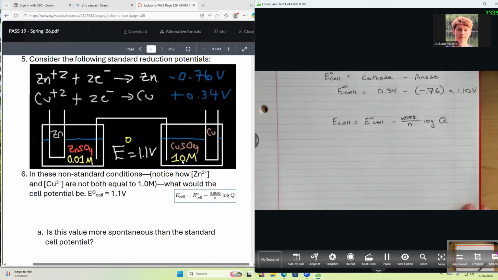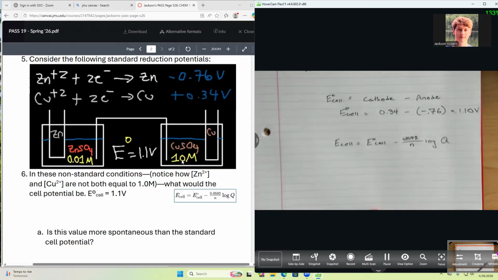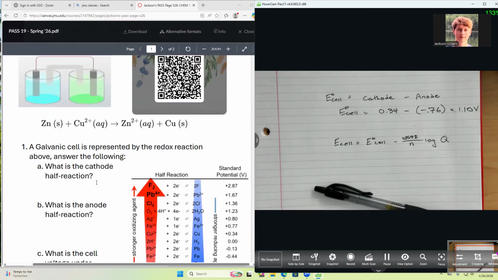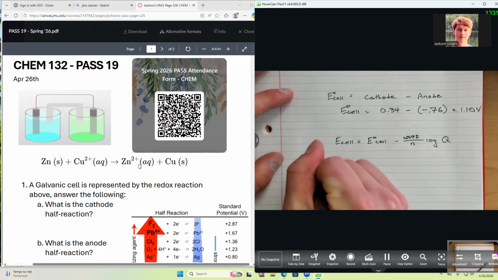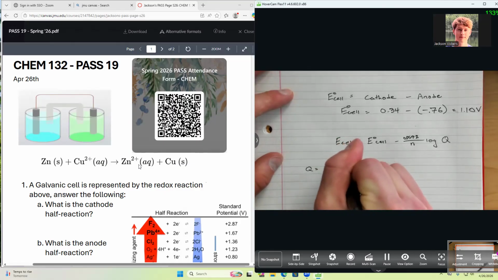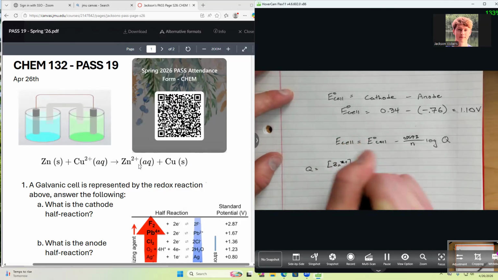I'll do this one with you guys because, again, it's a new formula. Let me think for a sec. I think you're right. No, okay. So if we go back up to this equation, before we split it into the two half reactions, this is what we're using to find Q. And again, solids never go into Q, so it only would be the aqueous. So we can say that Q is equal to the concentration of zinc 2+ over the concentration of copper 2+. And that's it.